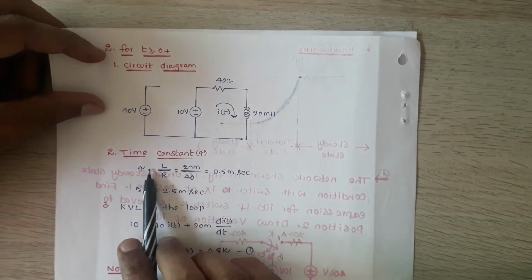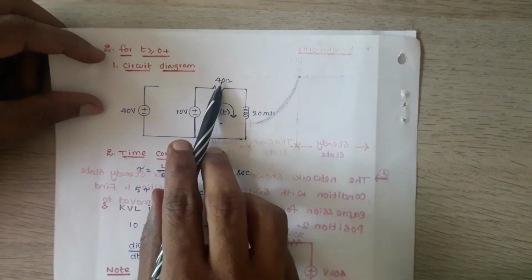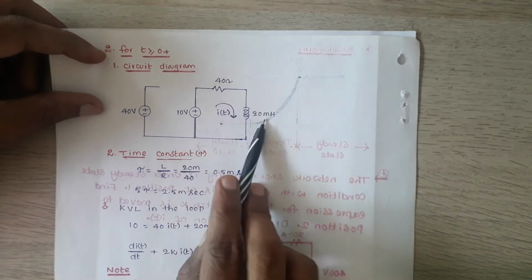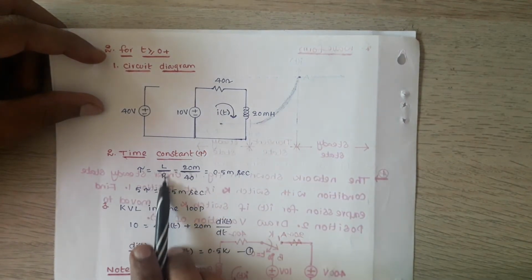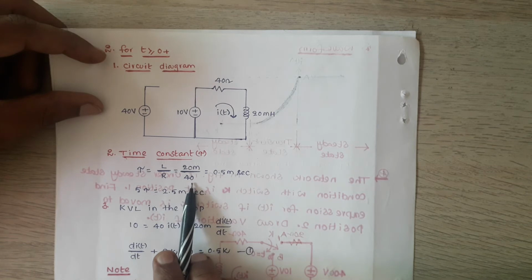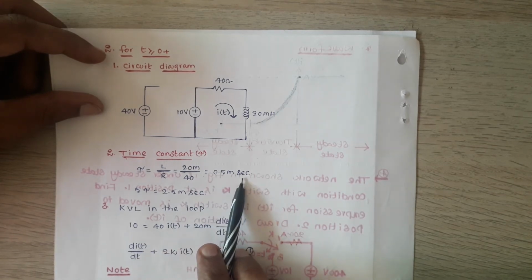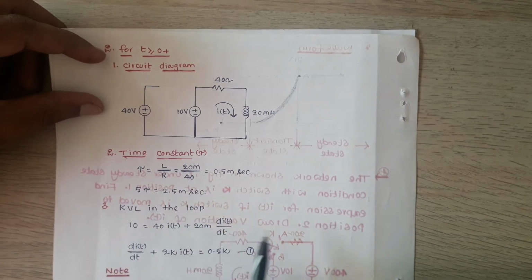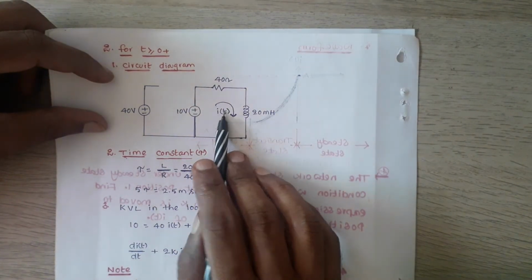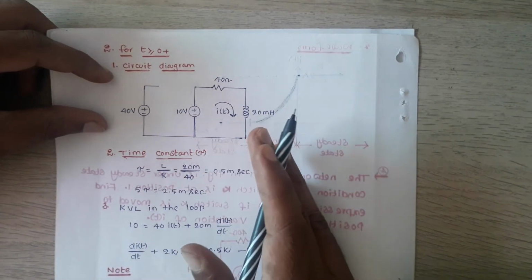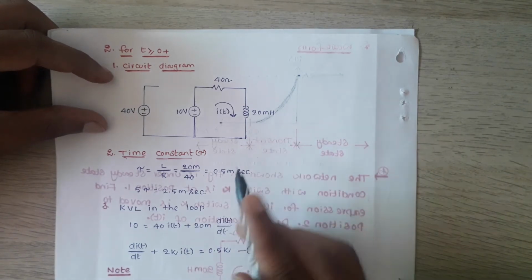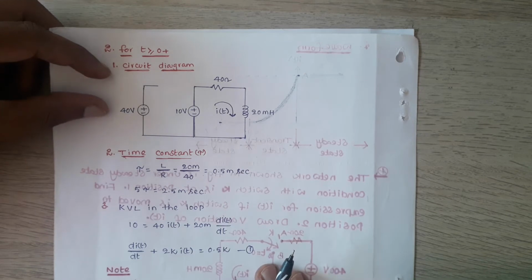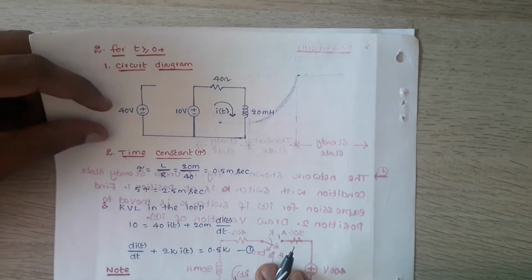So for the time constant you have to take L and R. L value is 20 millihenry, R value is 40 ohms. For RL circuits, time constant tau equal to L by R, 20 milli by 40, equal to 0.5 milliseconds. So 5 time constants equal to 2.5 milliseconds. So the circuit goes to steady state after the disturbance in 2.5 milliseconds. This 2.5 milliseconds is considered as infinity time.